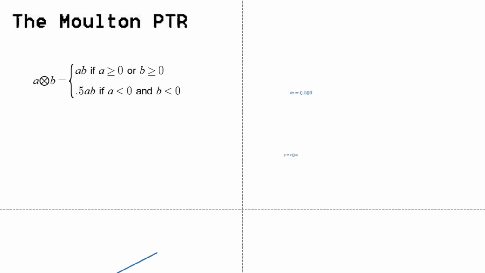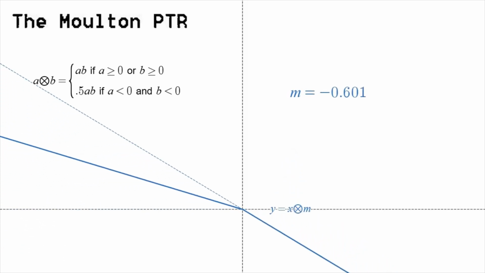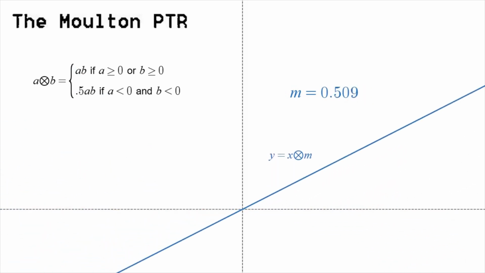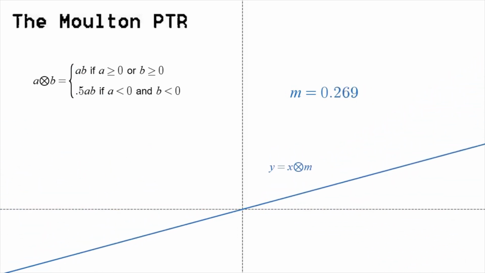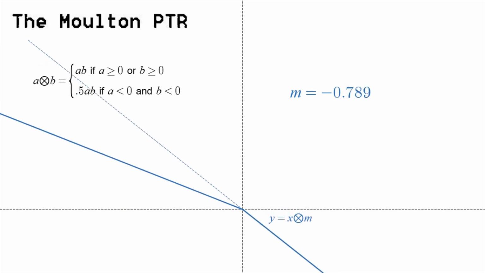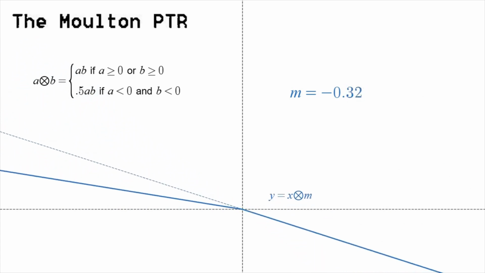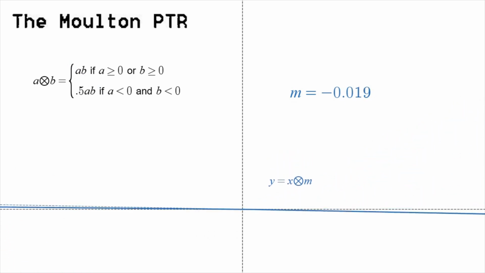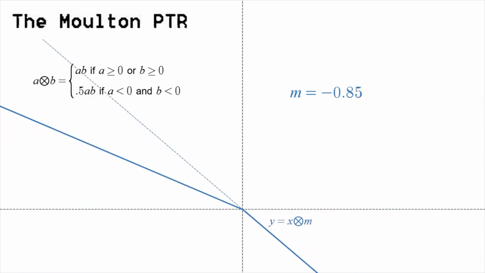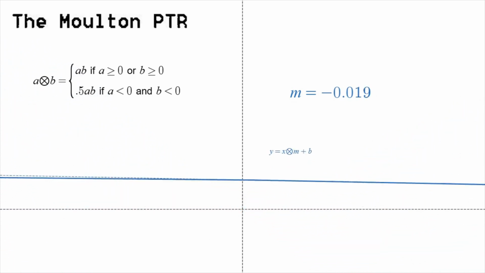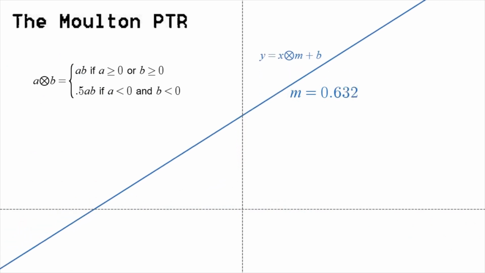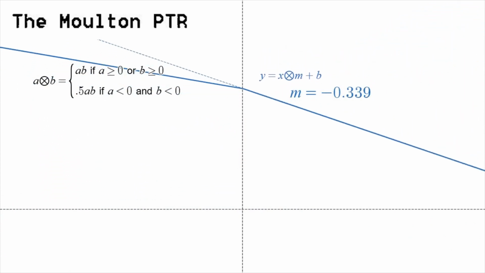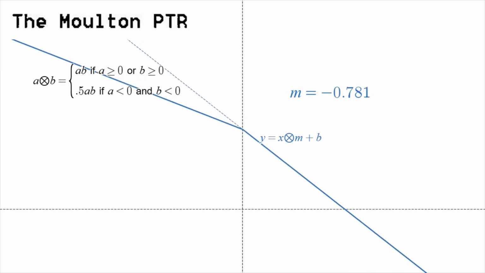Here's the function x Moulton m for a constant m, which I'll adjust up and down for demonstration. When m is positive, we get a normal line. When it's negative, we get a little corner at 0, and the function droops down on the left instead of continuing the line on the right. More generally, any function of the form y equals x Moulton m plus b gives rise to a sort of Moulton line, which is like a line, but with a little corner in the middle sometimes.